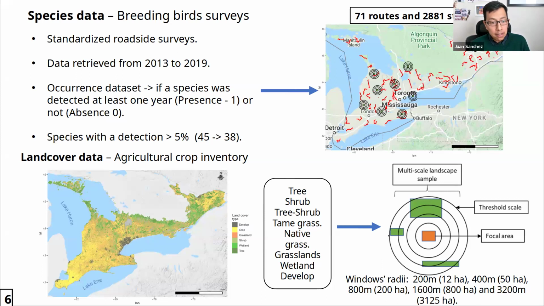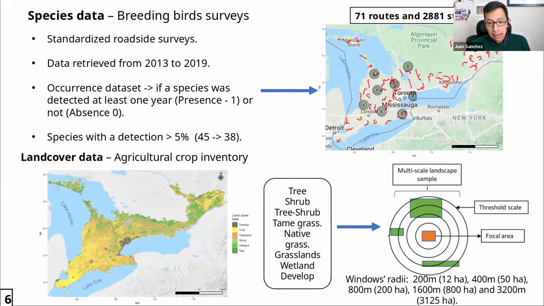For the environmental information, I used the agricultural crop inventory, which is land cover data that had information about different land covers. These include tree land covers, shrubs, and all these land covers over here. And to measure my environmental predictor of interest, I measured the amount of these land covers at multiple scales, having as focal area the point of observation of the species along the routes of the breeding bird surveys. So for each point where the species was or was not observed, I measured all these land covers at multiple scales that could be relevant for the species.